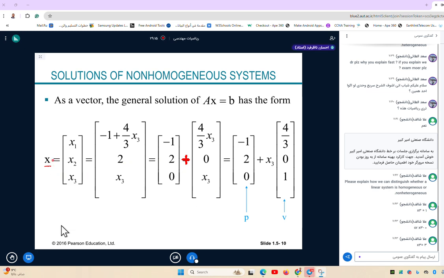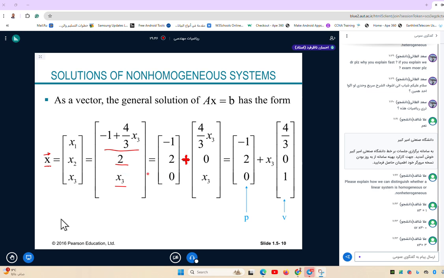Okay, so if we are going to write it in a more fancy way, vector x is x1, x2, x3. So for the x1, you have minus 1 plus 4 by 3 x3. For x2, we know that the value is 2. And for the x3, we put it right down like this, x3, because it's a free variable.